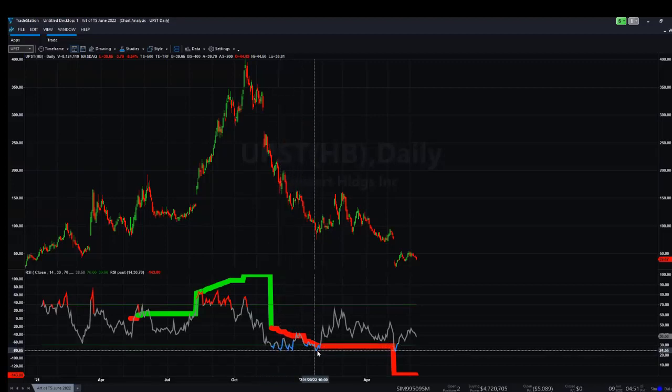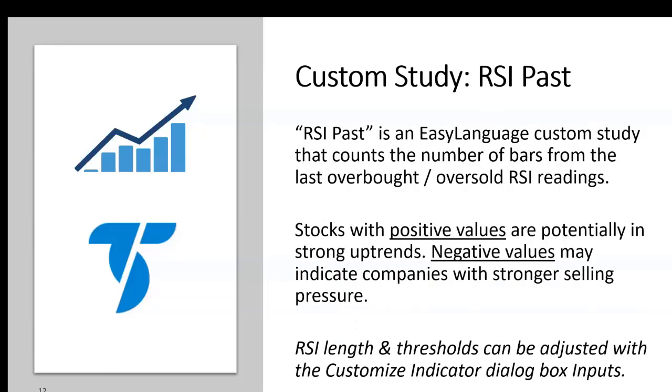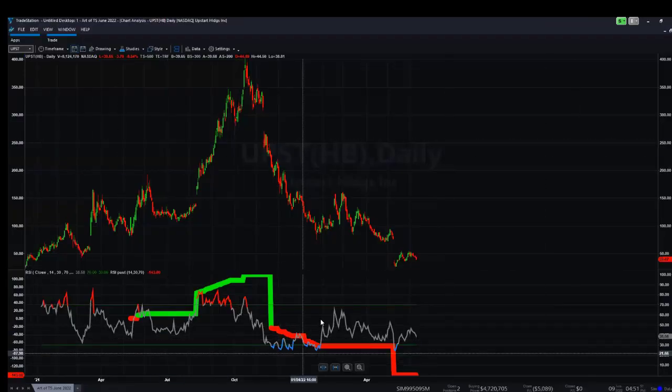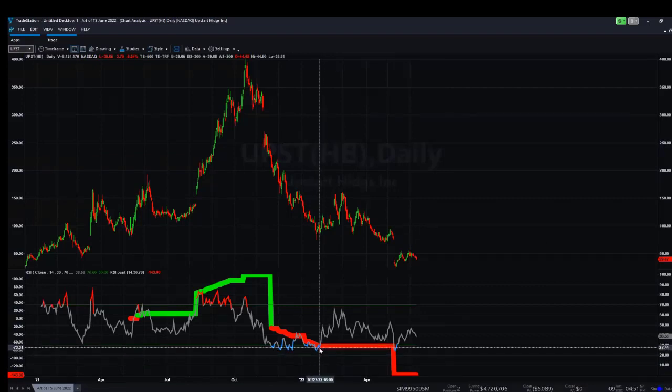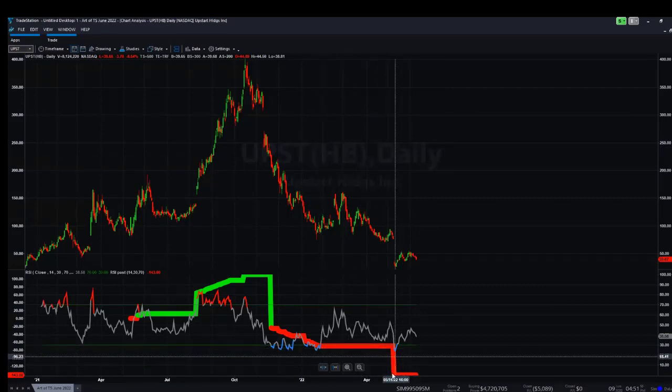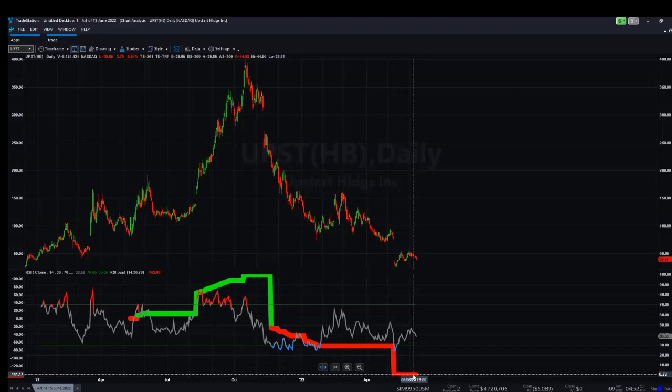In many cases, a way that I find this can be useful for trend followers is to use the RSI to generate an actual signal. So how do we do that? We have a special tool called RSI Passed. Now, this is an EasyLanguage custom study that I created for you guys. It counts the number of bars from the last overbought or oversold readings. And then it will tell you whether the last one was positive or negative. So for something like Upstart, that hit an oversold level there, each time it does that, it resets the counter. When it finds the last one, it shows how many bars ago that happened.